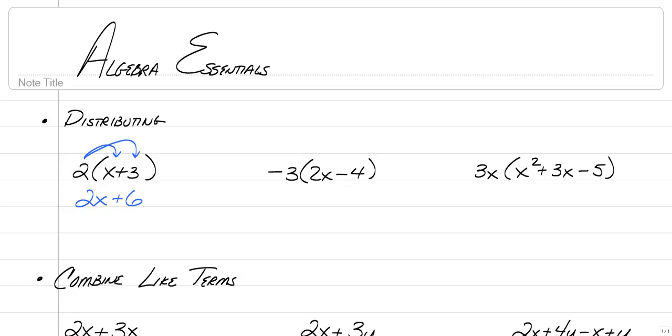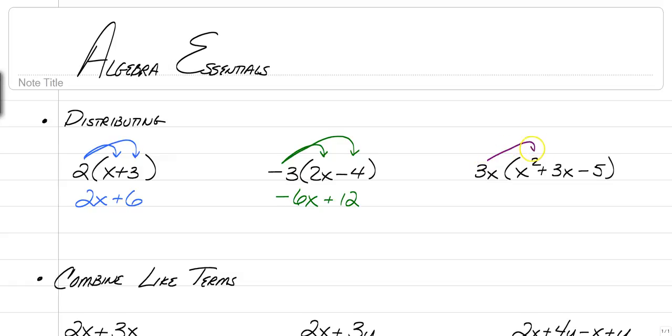The second example. We are distributing a negative 3 to both of these terms. So a negative 3 times 2x is a negative 6x, and a negative 3 times a negative 4 is going to give you a positive 12. Make sure that you take special note that when you multiply a negative by another negative, it becomes positive, and also when you have a negative number in front, you must distribute the negative as well. Last one in this row for distributing.